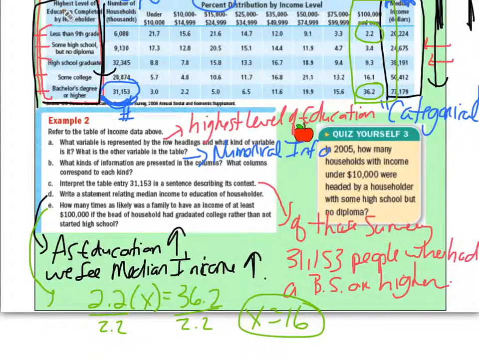So this is actually interesting information. If you don't have any high school at all versus if you have a college degree, you are more likely to make 16 times more in your median income.